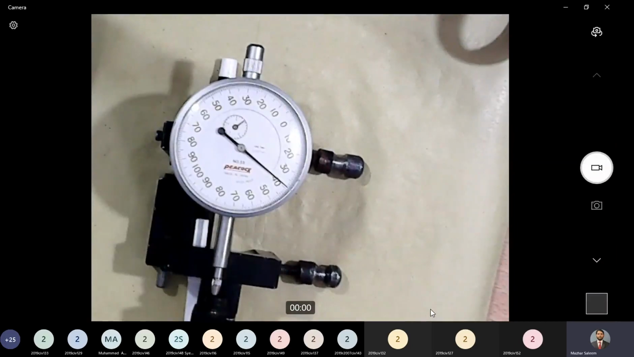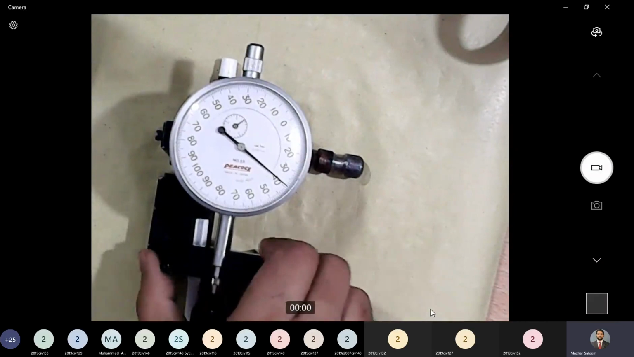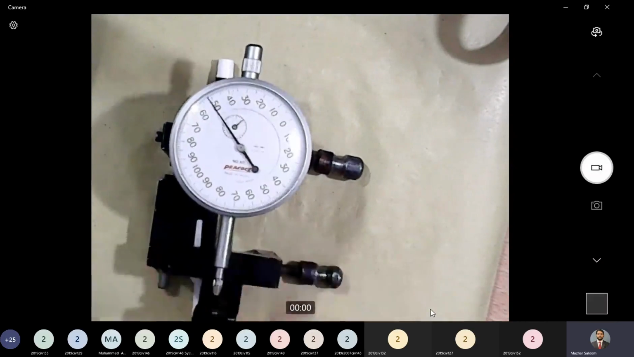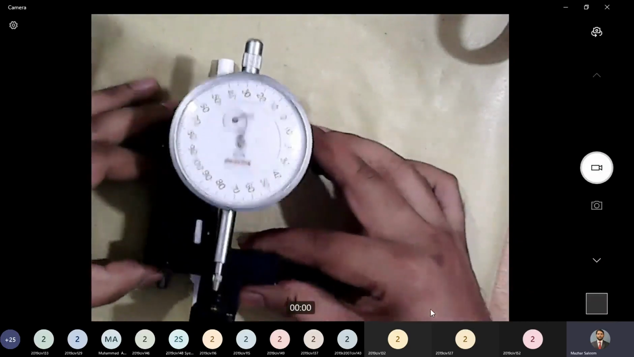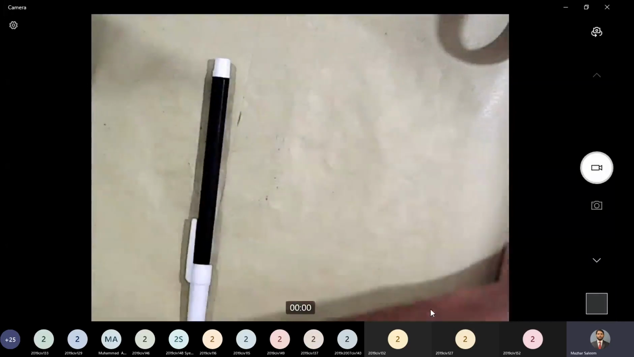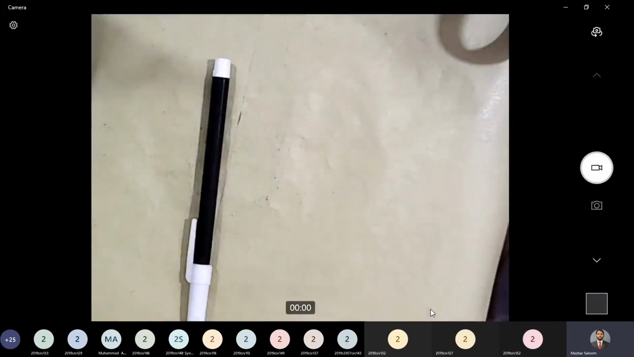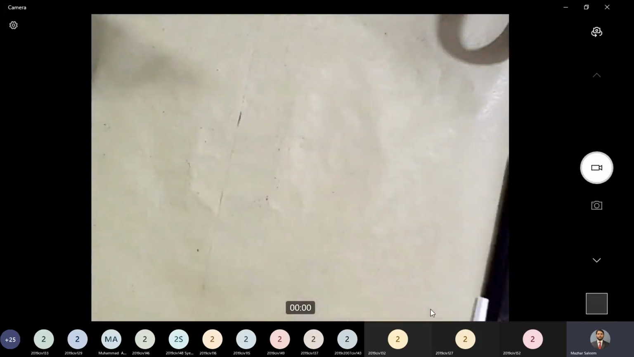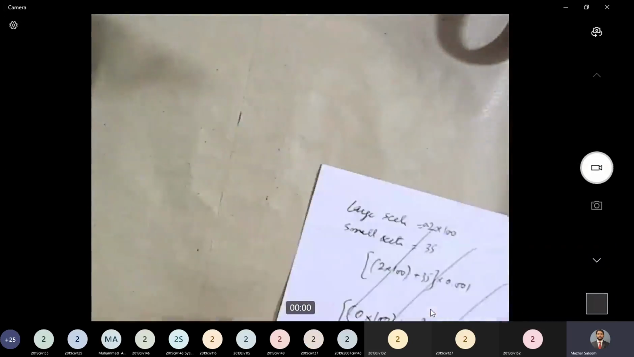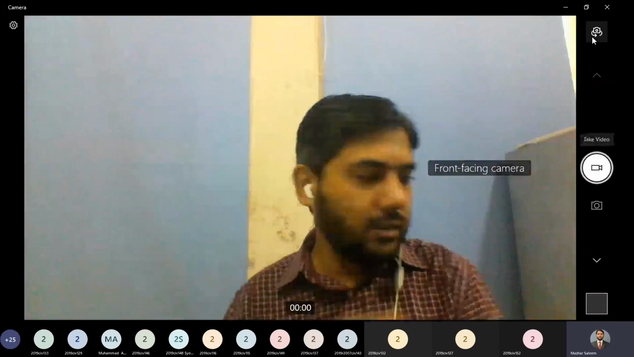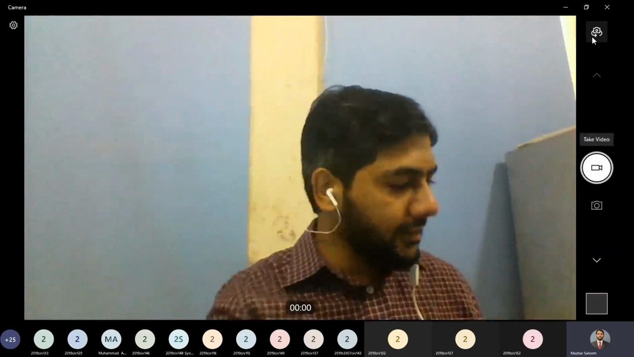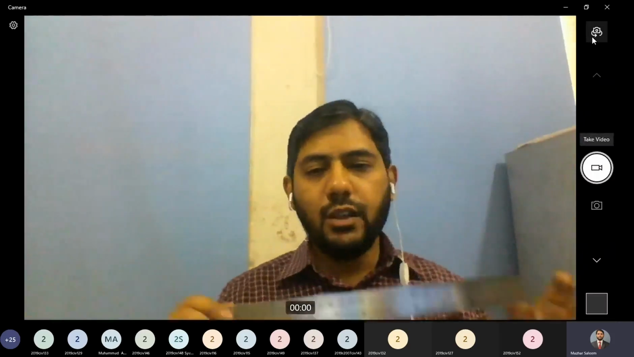Okay, now how to read this, we'll discuss that in a short while. We will be using this instrument while performing tension test. So this was the extensometer. After the extensometer, now let's move to some other small instruments which are very simple ones. Let me switch the camera. All right, so there are some other simple instruments that we will be using.